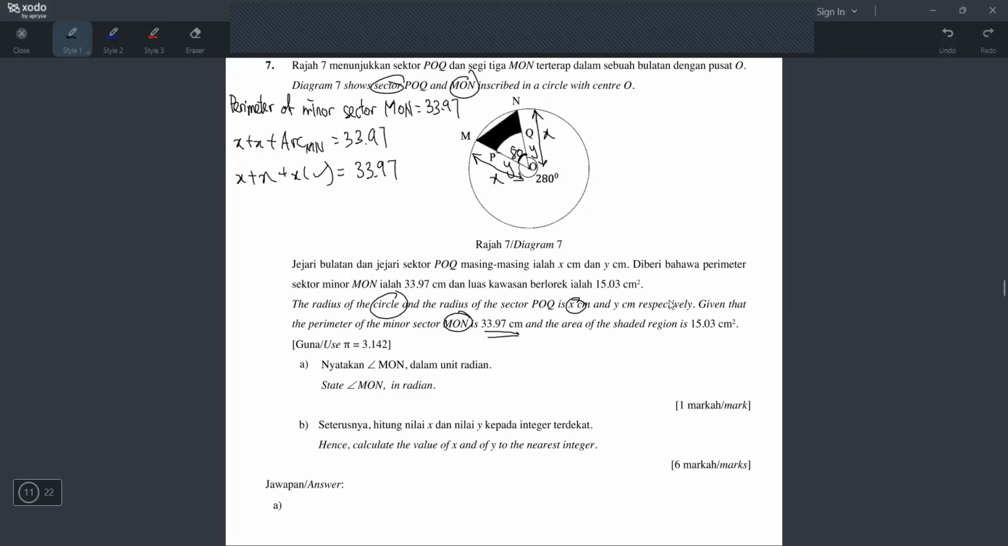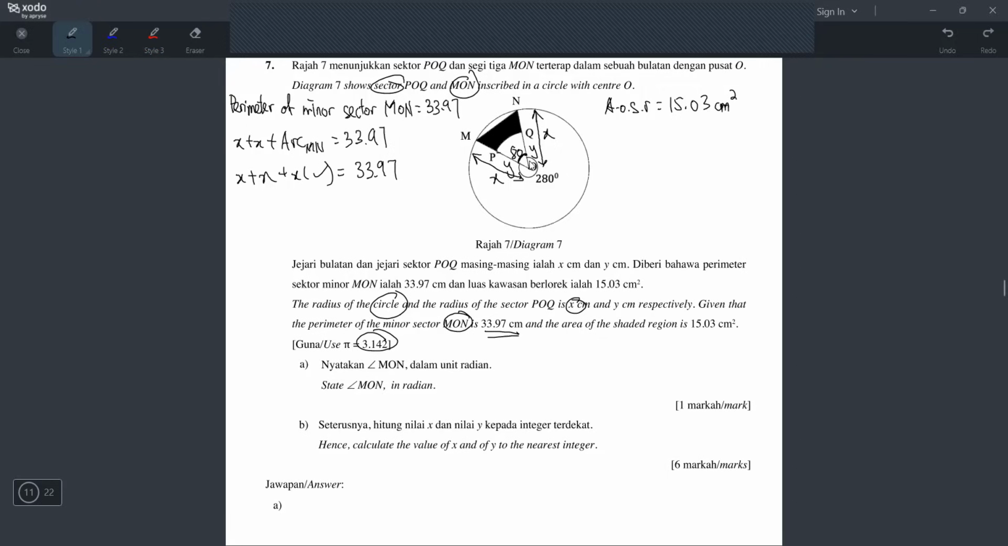So I haven't finished reading the question. Given that the perimeter of the minor sector is this one, and the area of the shaded region is 15.03. The shaded region is this one, the black colored one, okay? So let's write it down also. Area of shaded region equals 15.03 cm squared. Okay, and then finally they say use pi equals 3.142, state MON in radians.